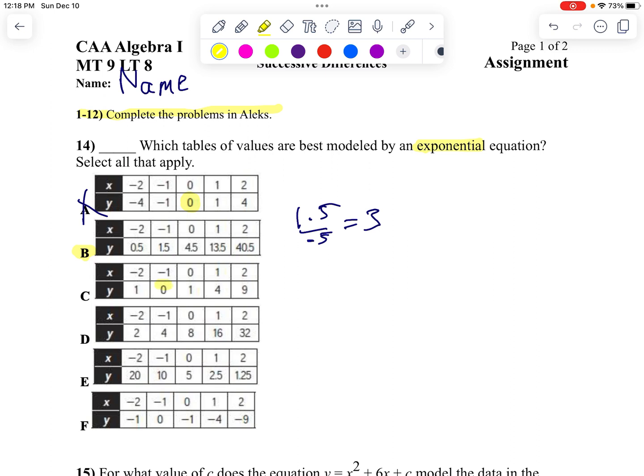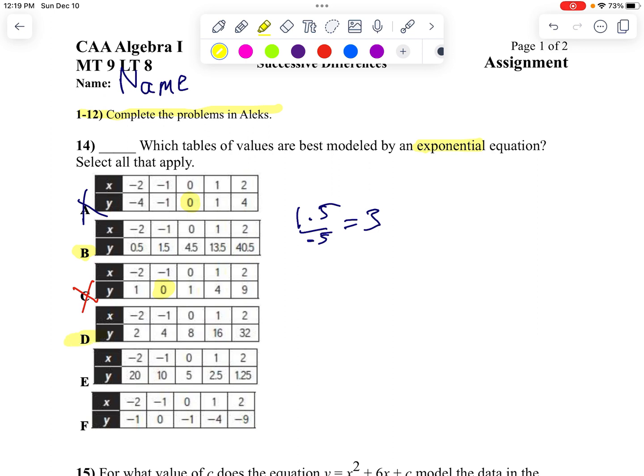And notice on C we got that 0 again, so we're going to throw that one out because it can't be exponential. Then if I look at D, I can do this mentally. 2 times 2 is 4, so do I multiply by 2 every single time? Sure I do. So choice D is exponential.